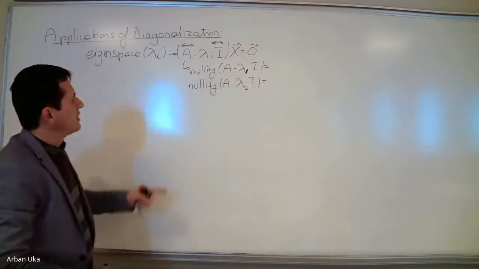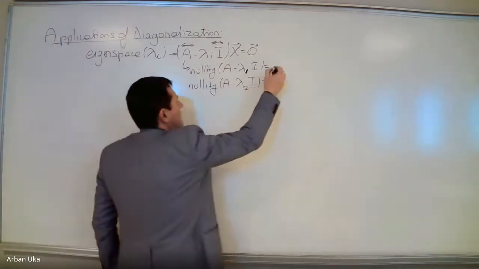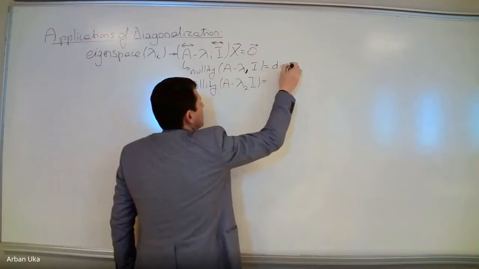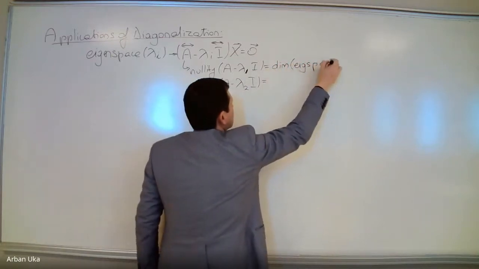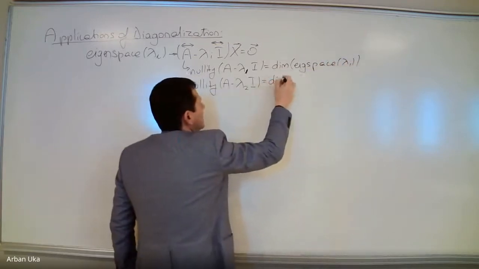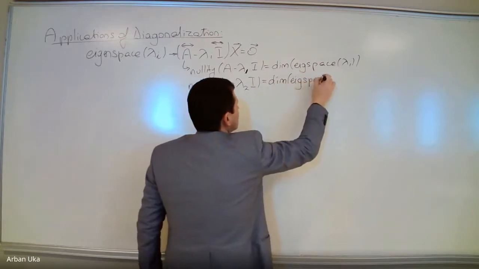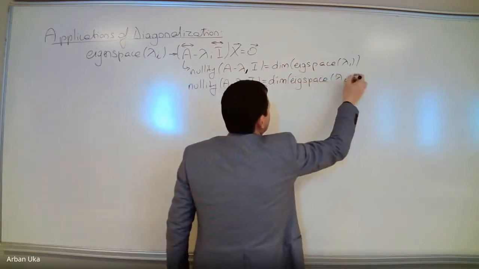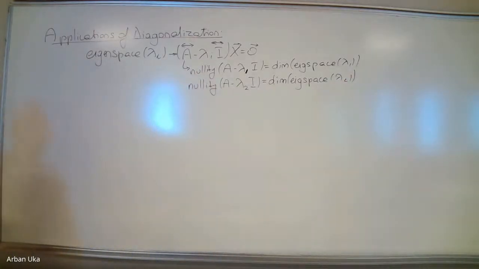Okay, so the nullity is the dimension of the null space. So this is the dimension of the eigenspace of lambda 1. Let me explicitly write it like this. So this is the dimension of the eigenspace of lambda 2. Okay, so let's move on.